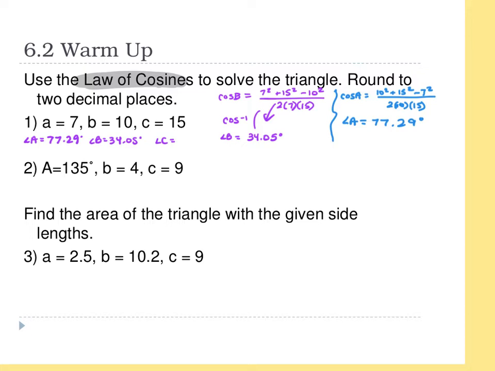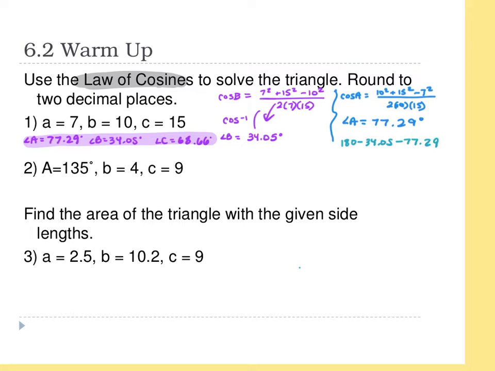Oh. Yeah. And then the last one we've got to find is angle C. And for this one, I can subtract it from 180. So 180 minus 34.04 minus 77.29. And you get 68.66 degrees. And then again, like I said yesterday, with extra time, I would go back and do angle C using law of cosines and see if it's the same. It might be a little off with the rounding, like a hundredth off, but it should be pretty darn close.